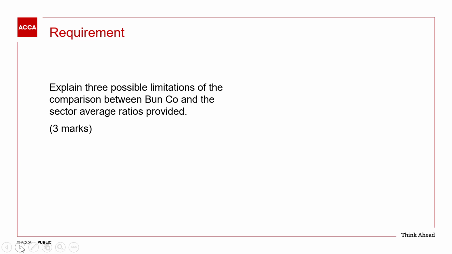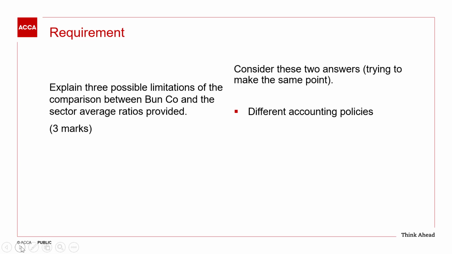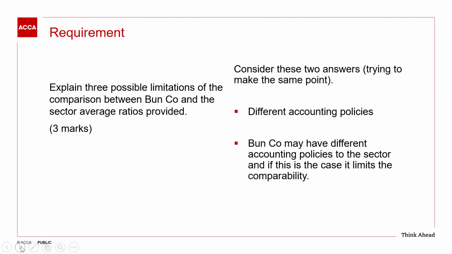This is because the requirement wants you to compare the limitations of Bunn and the sector averages. Now, one limitation relates to the possibility that Bunn has different accounting policies to the comparator. I'm showing you 2 answers. I hope you can see the first is just a generic point. It deserves no marks. Whereas the second is a proper sentence that answers the question as it relates to the limitation to the information in the question.